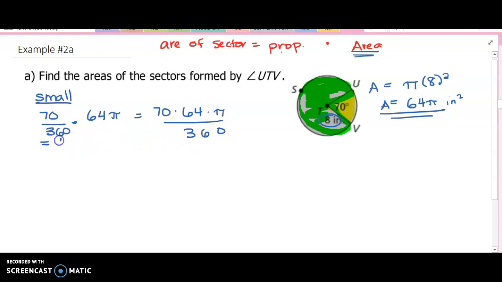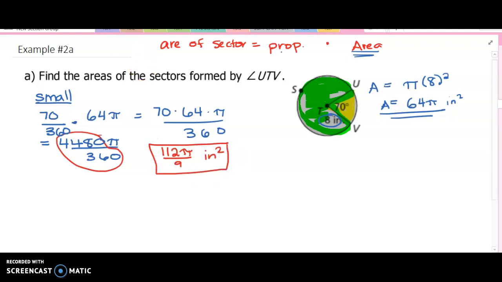Okay, so that's just 70 times 64 times pi over 360, which is 4480 pi over 360. And most of you probably just plug it in your calculator, which is fine, but if I wanted to get exact simplified, I could simplify these numbers here to 112 over 9, so 112 pi over 9, and that would be inches squared, which will be my final answer.